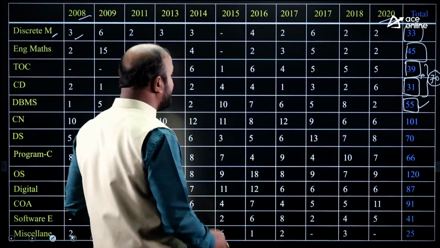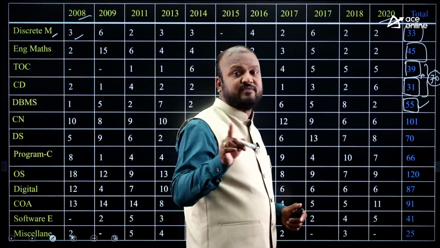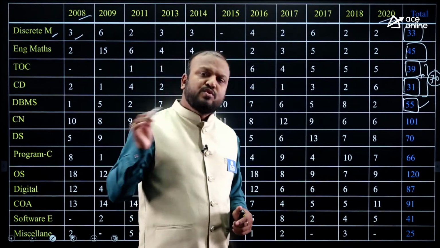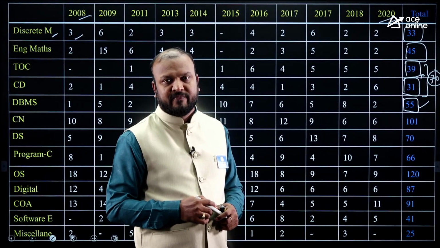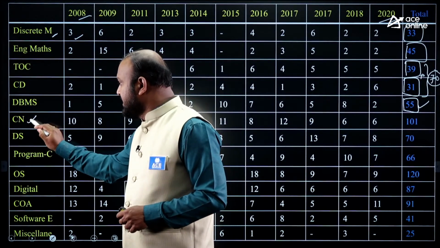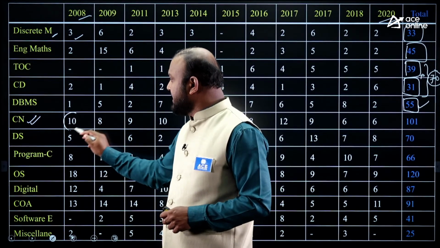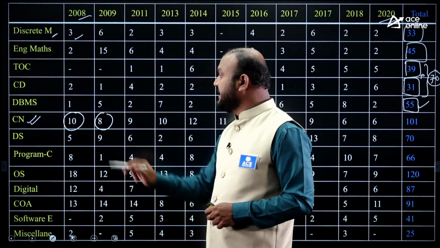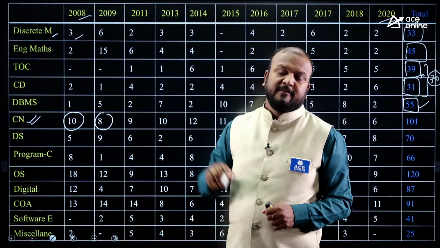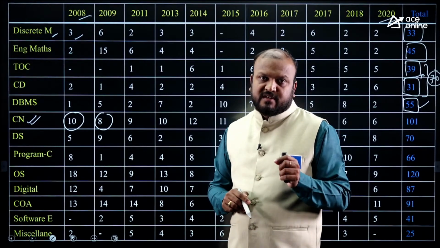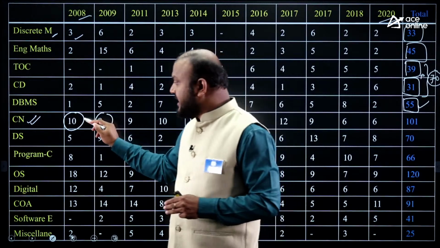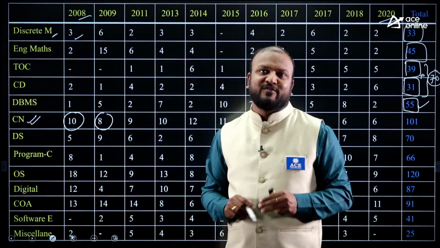And computer networks and operating system are the 2 subjects from where most of the questions came. You look at computer networks. In 2008, 10 questions, '09, 8 questions. And actually from 2008 to 2020, each question in the ISRO paper is for 3 marks. There are 10 questions out of 80 questions.